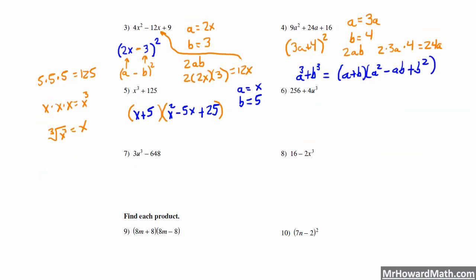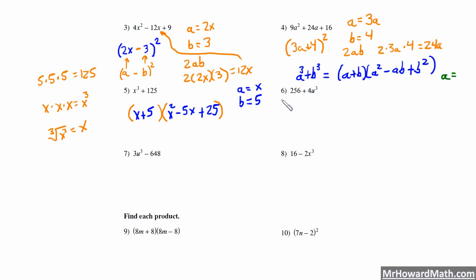Alright, so let's identify our a and our b. So in this case, our a is equal to the cubed root of the first term, the cubed root of 256. And you know what? I noticed something here. Look, we have the possibility of taking out a greatest common factor, and we need to do that here. That's always the first thing that we need to look for. Okay, 256 is divisible by 4, and 4 is also divisible by 4. So we're going to do that right now.